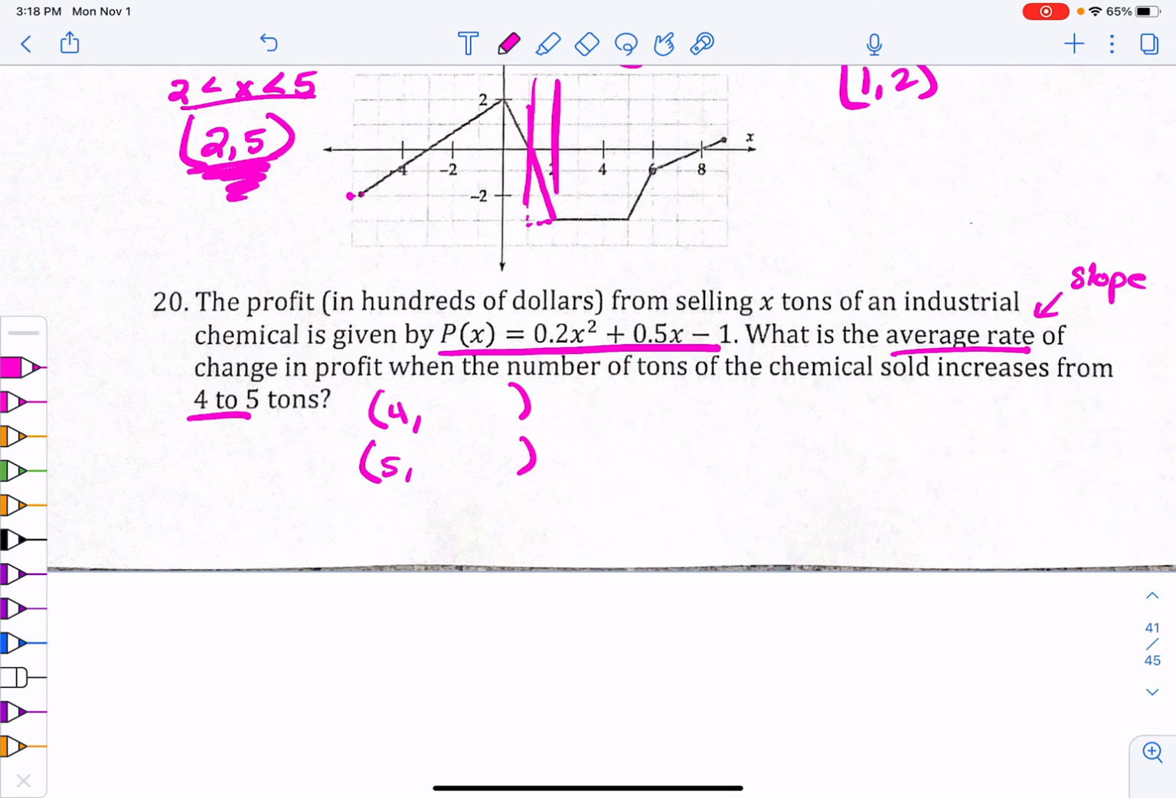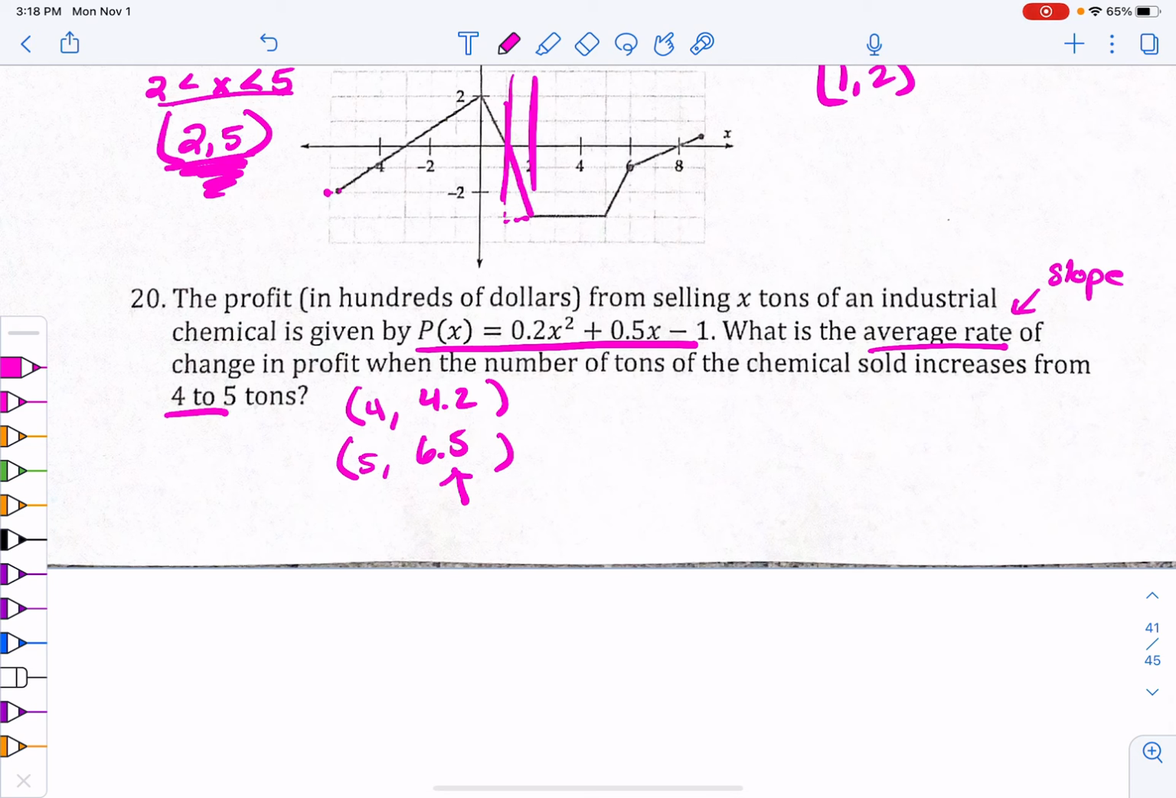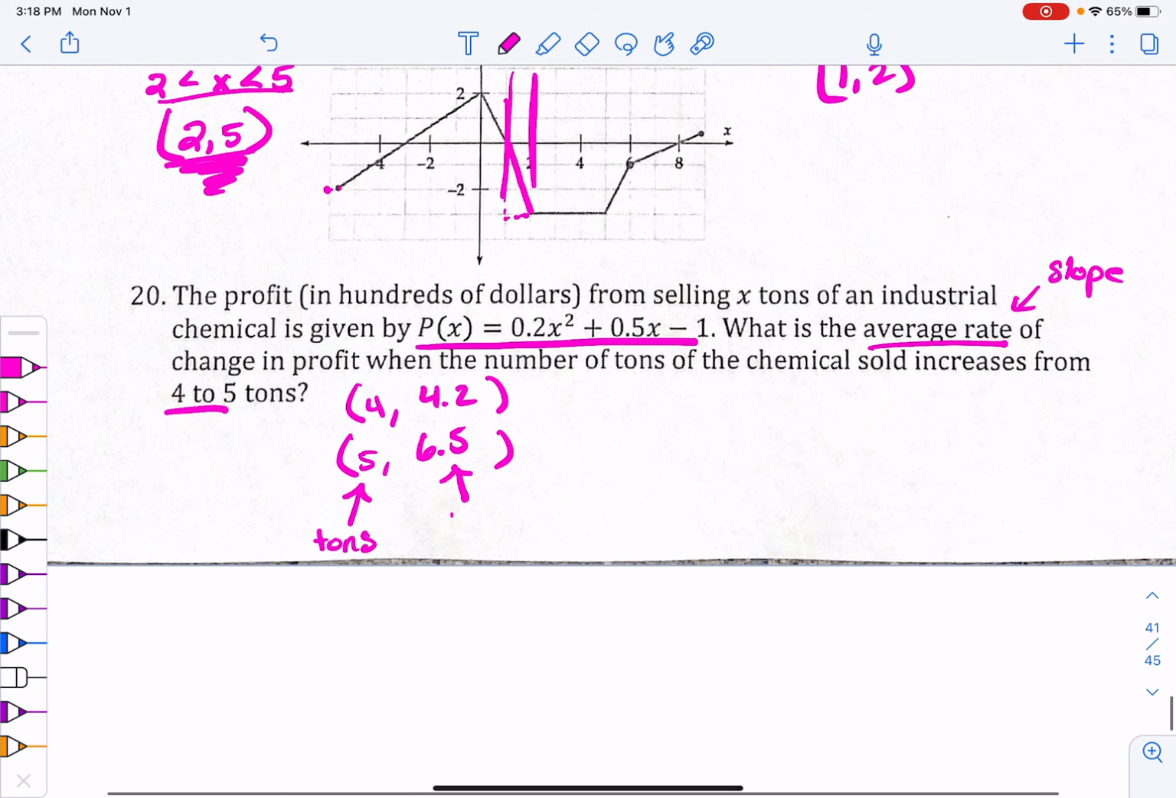All right, give me a second. 0.2 times 4 squared plus 0.5 times 4 minus 1, and we get 4.2. Okay, now I plug 5 in, and I get 6.5. Okay, all right, now these guys were represented as tons, and the profit is represented in hundreds of dollars.